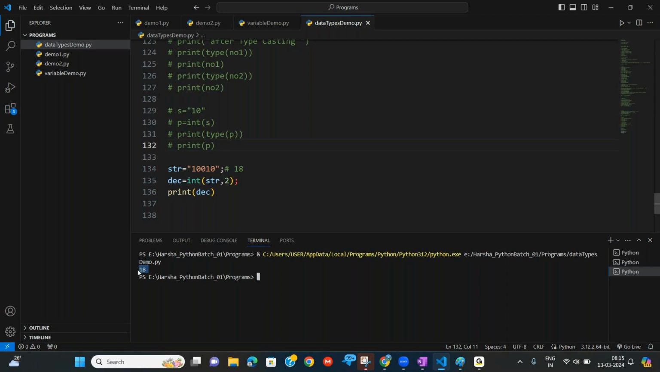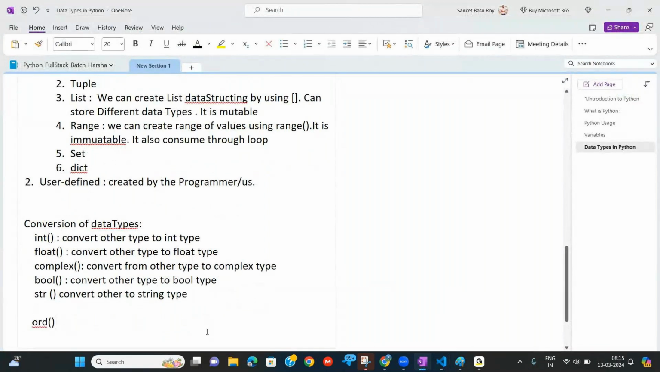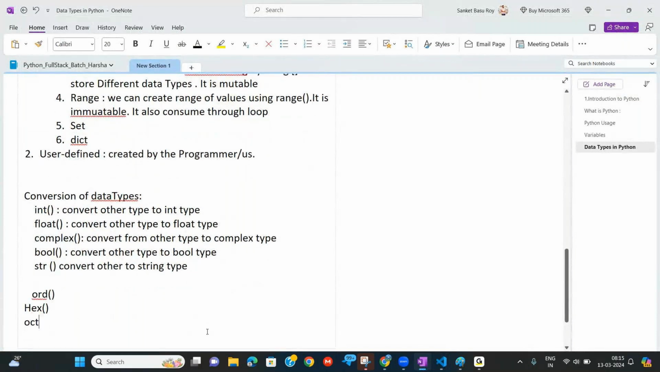So apart from that function, I have some other functions also. So I am writing here also: I have another function called the ORD function, like the hex function is there. Then I have the oct function. So if I'm talking about this ORD function, right? This is actually used to convert a character to an integer.